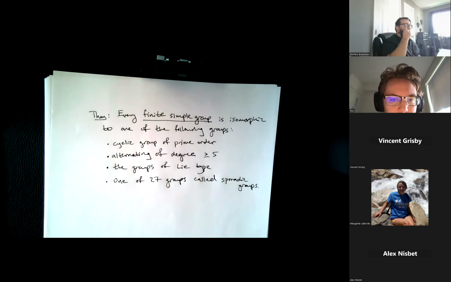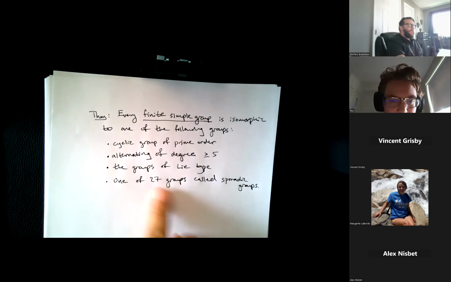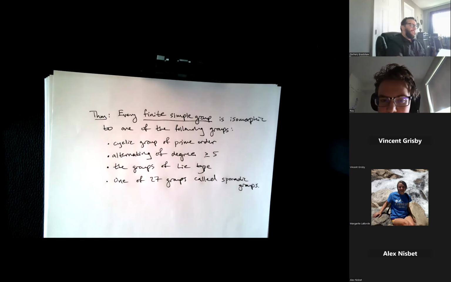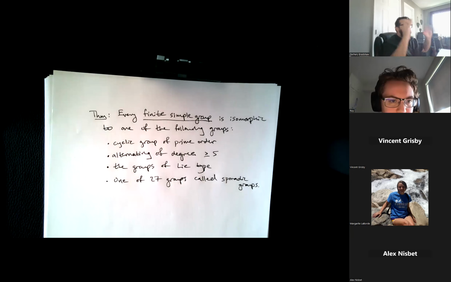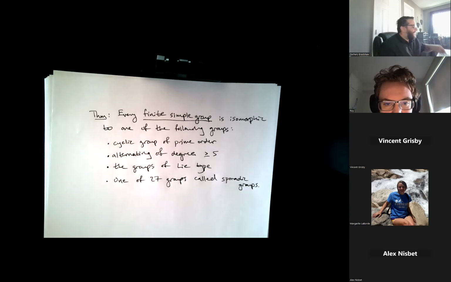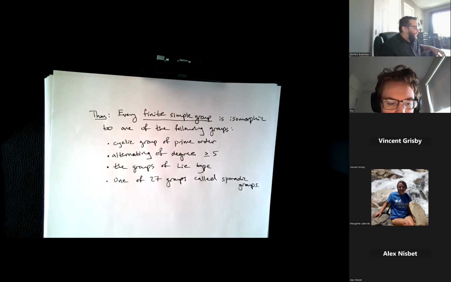And there has been some work trying to understand why these 27 groups are different from these three infinite sets or classes of groups. Yeah, but I won't say more than that. It's an interesting topic to look into if you're curious, but I won't say much more.